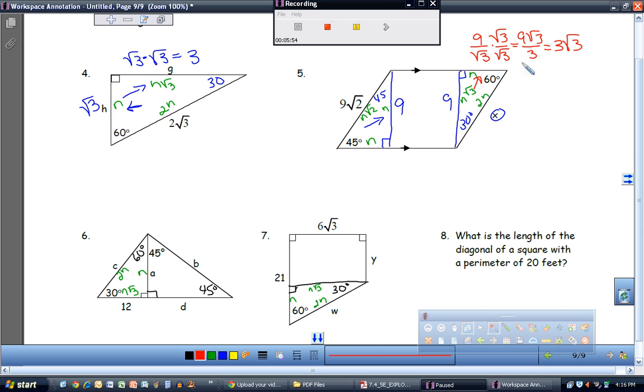Now I can go from here to here, and to go from here to here, I multiply by 2. So 2 times 3 square root of 3 equals 6 square root of 3. So x equals 6 square root of 3.